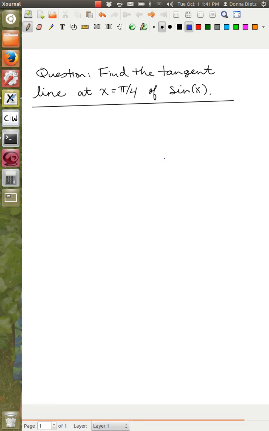Okay, if you have a question, find the tangent line at x equals pi over 4 of sine of x, then, for example, how would you go about doing this? So sine of x here, that's f of x.